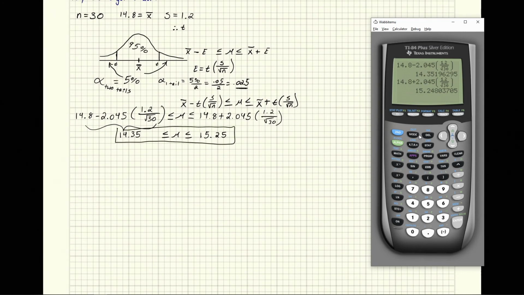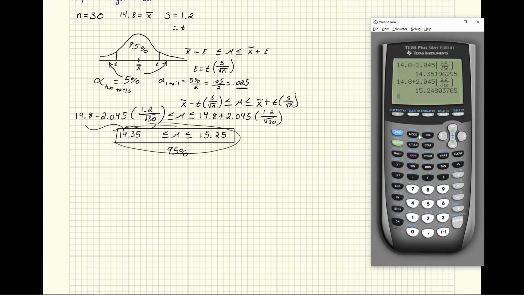This is the average. This describes a 95% confidence interval. What we're saying here is that we are 95% sure that the true mean of the average commute will be between 14.35 and 15.25. That's what we're saying. So if we ask 30 more people in the company, the value that comes out for the mean is going to be somewhere in this range.